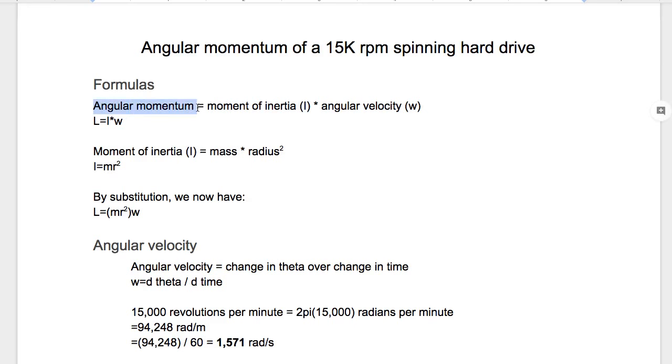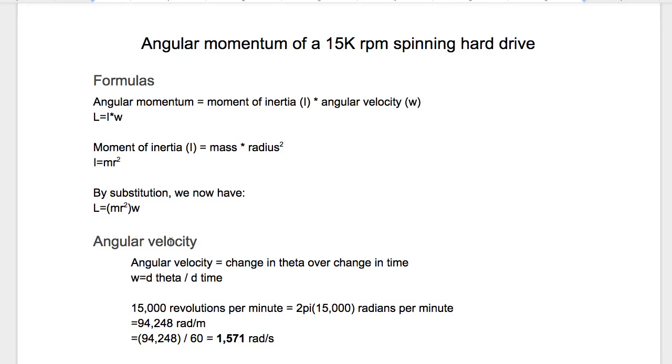So we have the angular momentum formula, which is equal to the moment of inertia, I, times the angular velocity, W. We've got that illustrated here. We have the moment of inertia, I. That's also equal to the mass times the radius squared. And so if we substitute that into our equation, we now have our angular momentum is equal to our mass times our radius squared times our angular velocity. So now we want to find each of these terms.